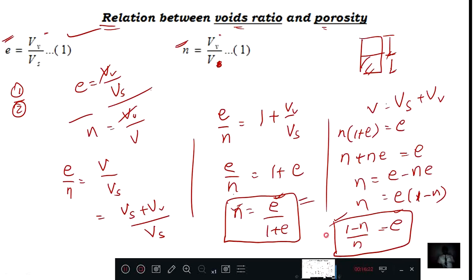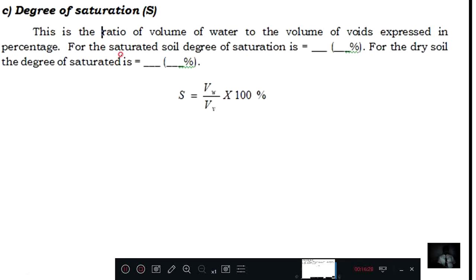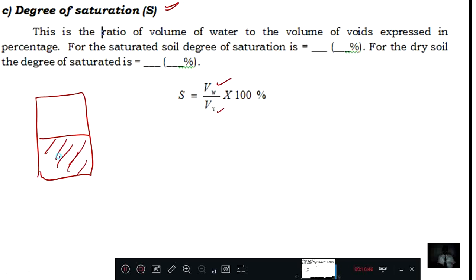This is the relation between the void ratio and porosity. Then we will study the third term, that is the degree of saturation. Degree of saturation means how much water is there in the voids. See, this is a three-phase diagram. In this three-phase diagram, this is solids, we know it is unchanged and always constant. This is water and this is air, and these two together are called the volume of voids.